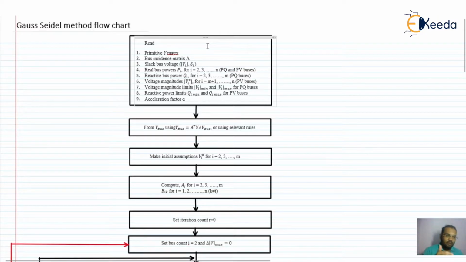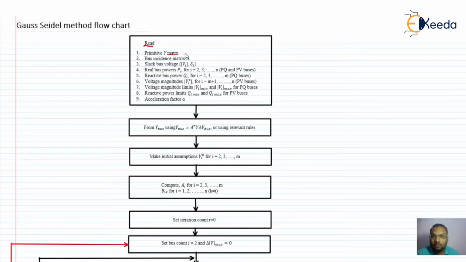If all buses are PQ buses except the slack bus, then how to carry out the load flow study using this Gauss-Seidel method. And when these PV buses are included, then how to carry out the load flow study using this iterative Gauss-Seidel method. Now let us try to understand the flow chart for the same. So first, from the given power system, you obtain these values.